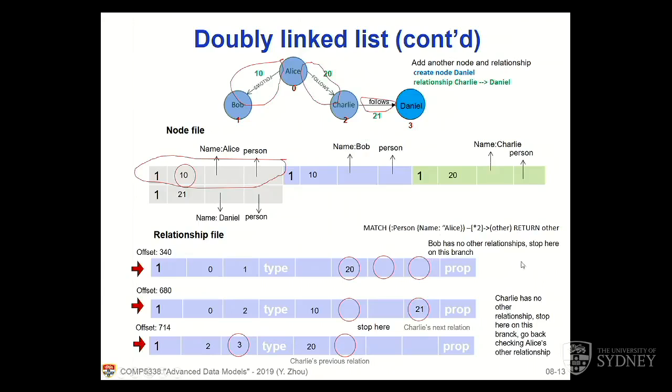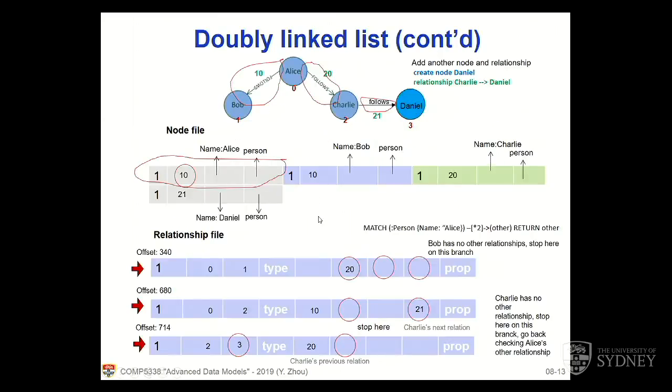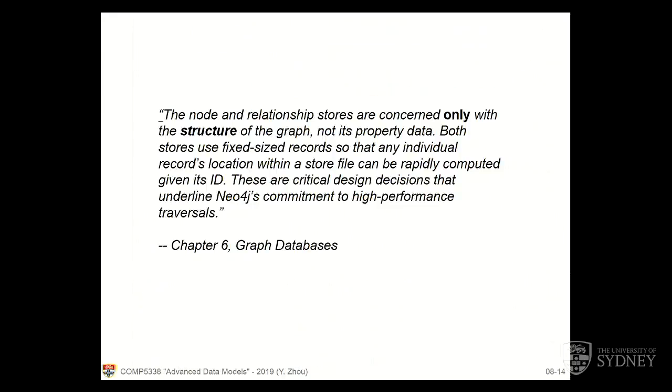So that's all this pattern matching, basically. Eventually, when it's executed by the server, it becomes like following pointers. Each pointer will point to a record, and the record is always in a location where it's very easy to compute where it is. The node and relationship stores are only concerned with the structure of the graph. They have so many pointers, and they contain lots of IDs, and each ID points to some record, and not the property data at all. Both stores use fixed size records, so any individual record's location can be easily figured out once you know the ID. These are the very critical design decisions that underlie Neo4j. They have a commitment to high performance traversals.